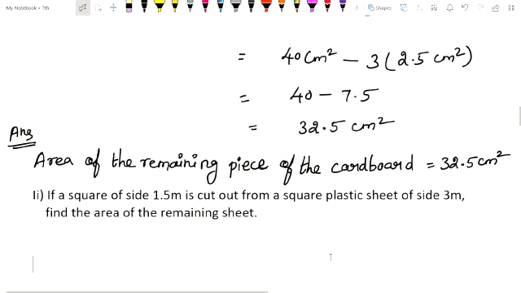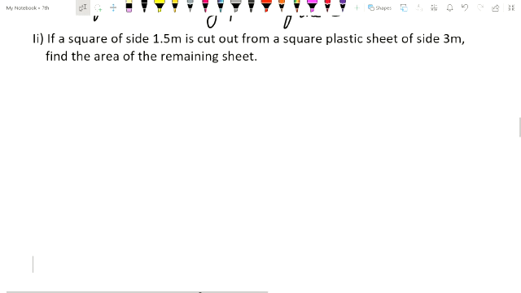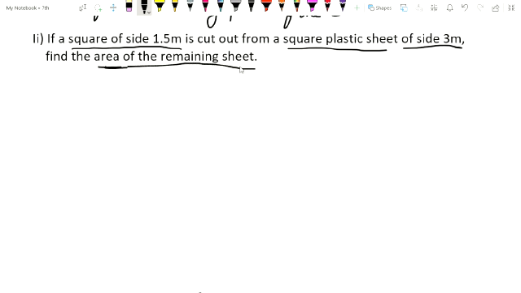Okay children, if a square of side 1.5 meter is cut out from a square plastic sheet of side 3 meter, find the area of the remaining sheet. Okay, so here what do you want to do? Here two types of squares are given, the sides are given. We need to find out the area of the remaining sheet. So what is given first?